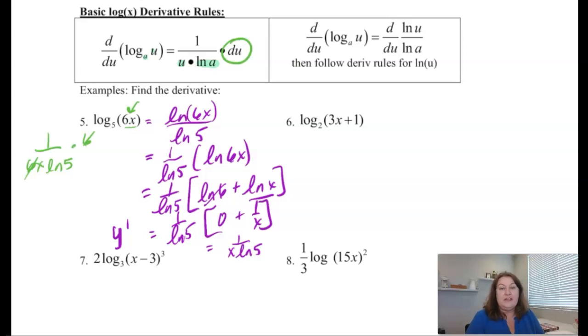They match. So you can either use the formula in the box, or you can just use change of base and switch it into ln's and then use some log rules. Okay, so let's try the next one.